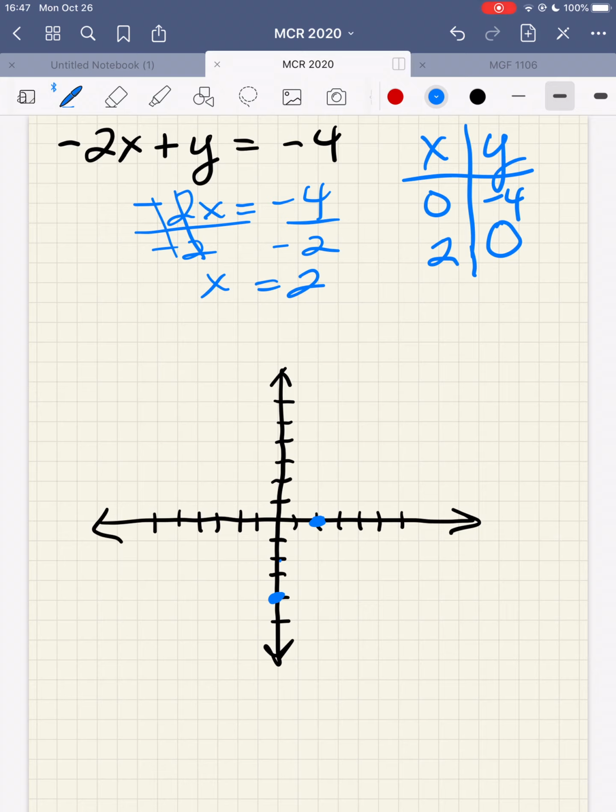And I can go ahead and just connect my lines. Well, that's not very good. Let's do that again. That's much better. Right, and I'm done. Easy enough.